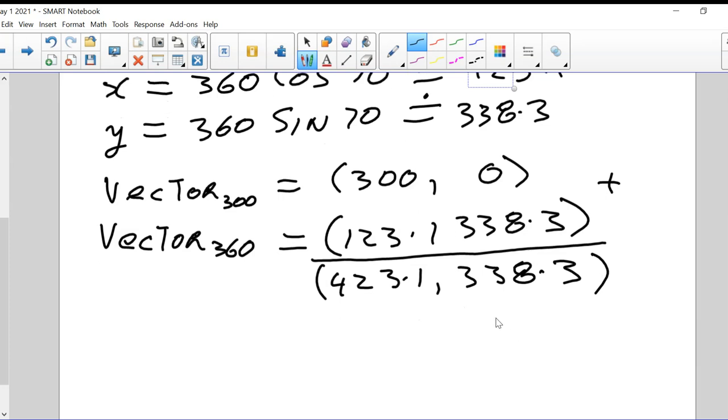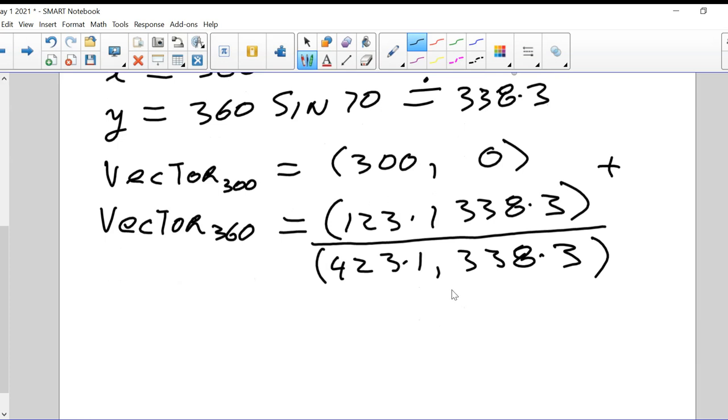Anyway, here is the final vector. This is like a position vector as well. Think back to 2 space. Here's my position vector, which has these components, 423.1 and 338.3. So this vector represents the vector sum of the V300 plus the V360. That's what these two components represent. Do you remember how we got the magnitude of a vector if we had its components?